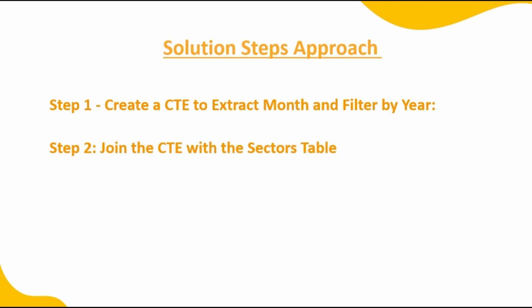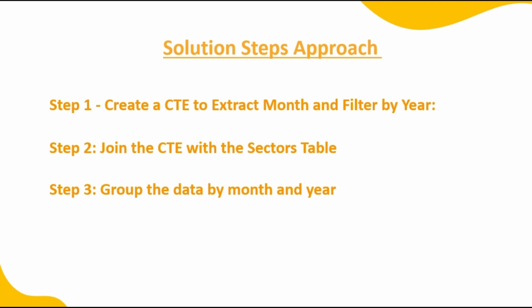Now in step 2, we will join the CTE that we just created in step 1 with the sectors table. After creating the CTE with the filtered and grouped data, we will join it with the sectors table using the company ID. So what will this join help us with? This join will help us ensure that each company's revenue data is matched with the correct sector.